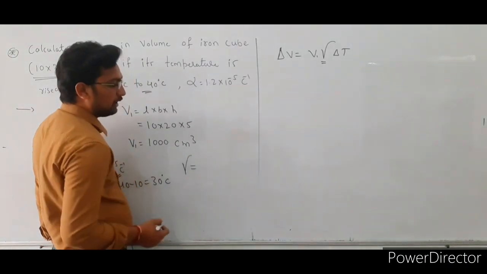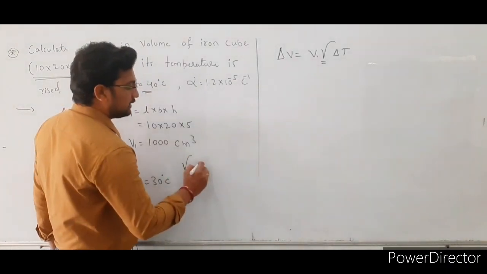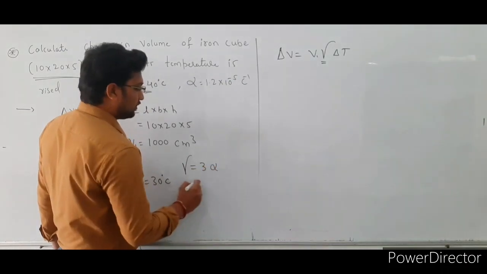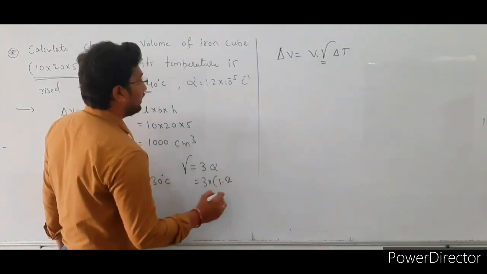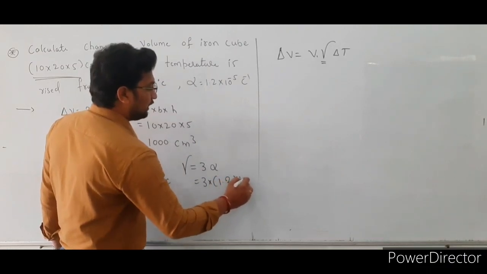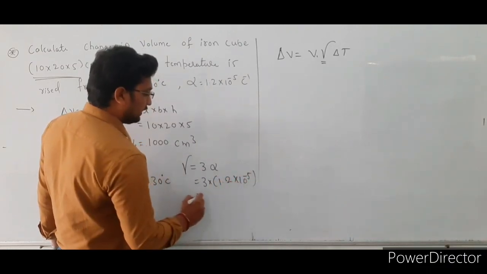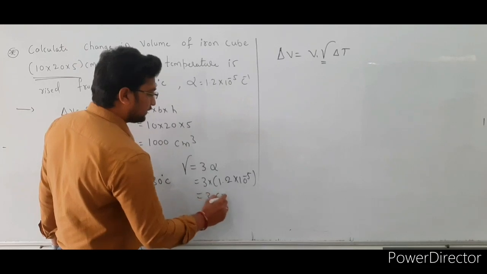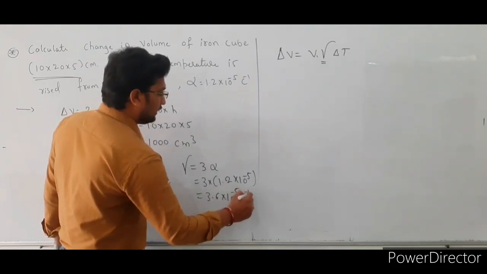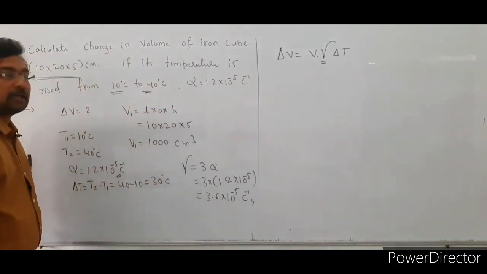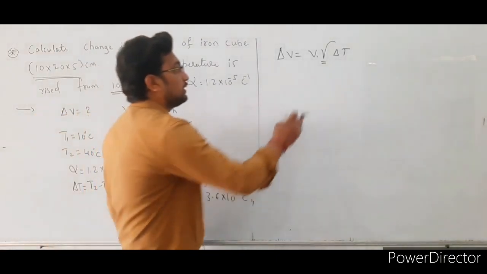The relation between alpha and gamma is gamma equals 3 alpha. So this is 3 times the given alpha value, 1.2 × 10^-5, which is equal to 3.6 × 10^-5 per degree Celsius. So this is the gamma value. Then substitute all the values here.